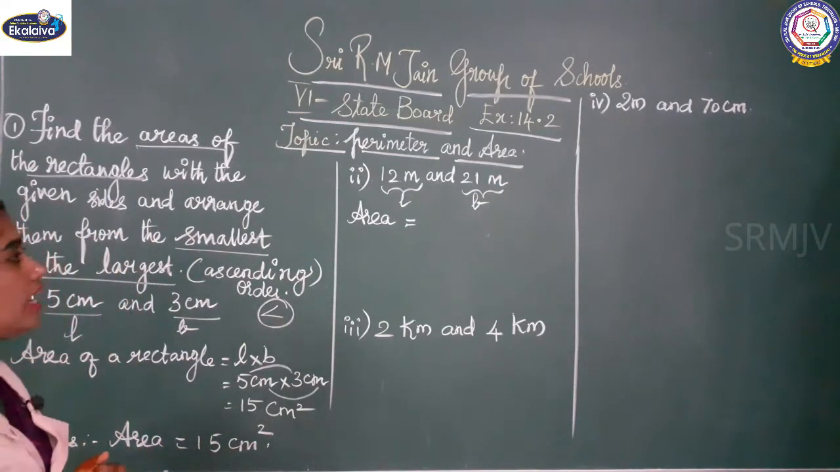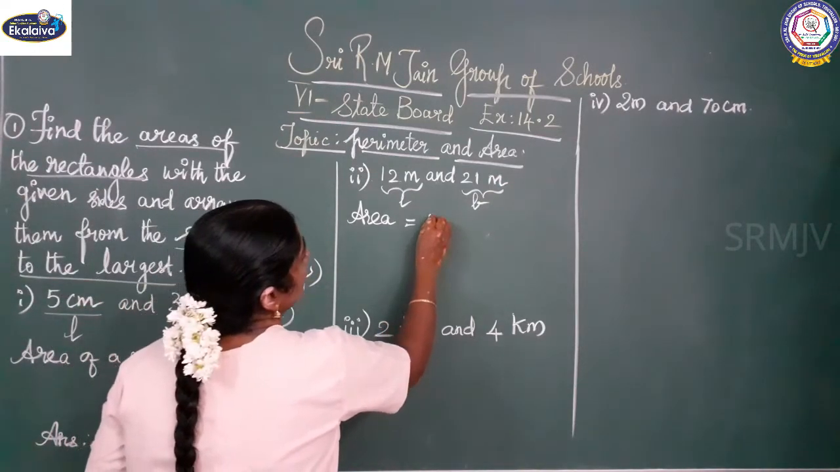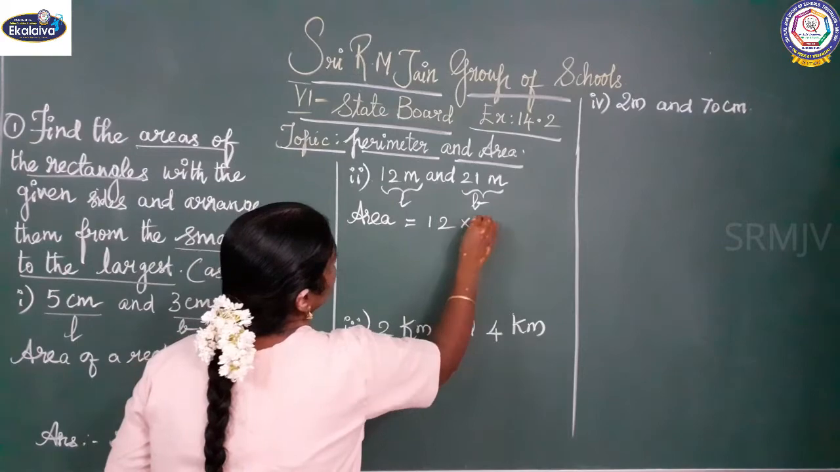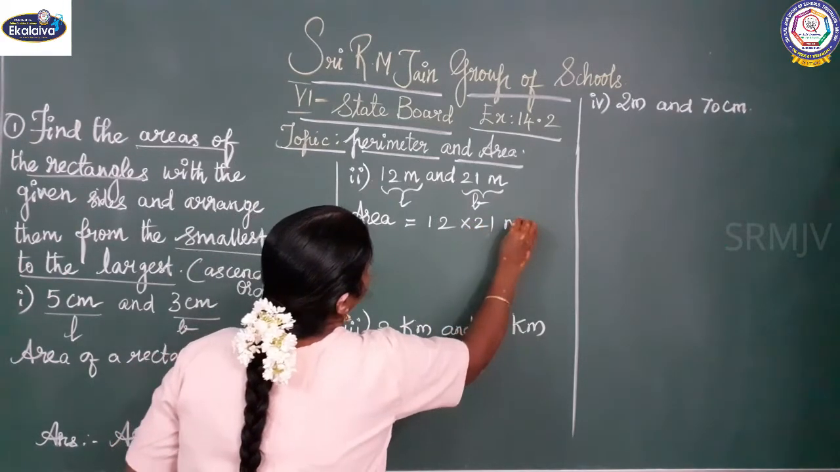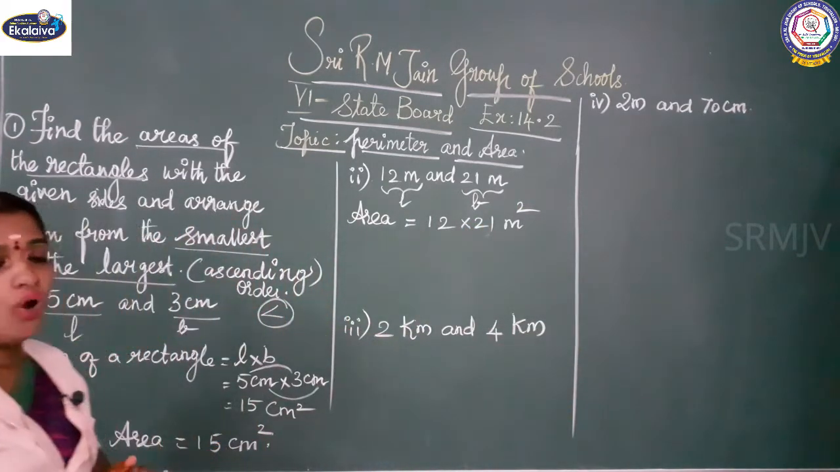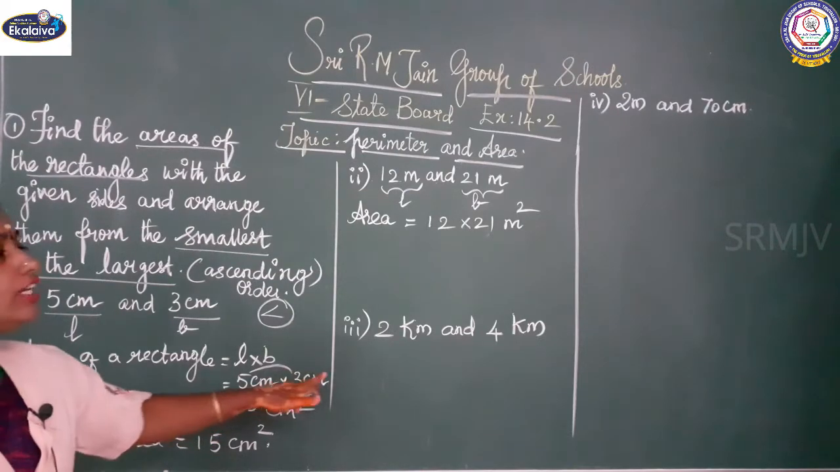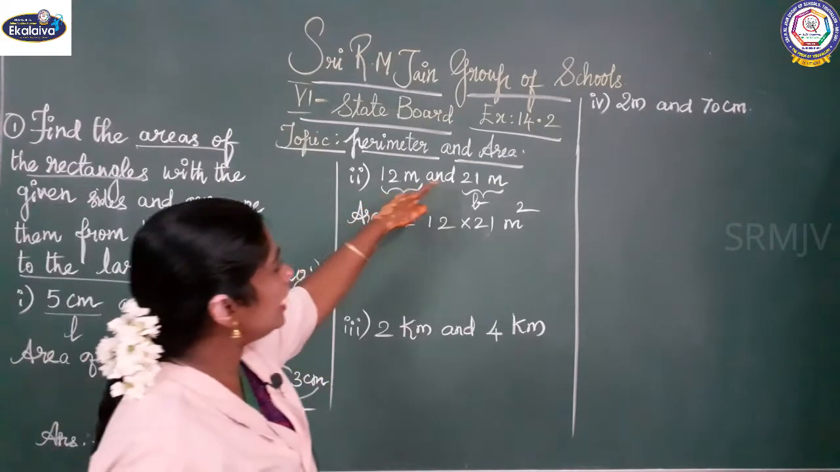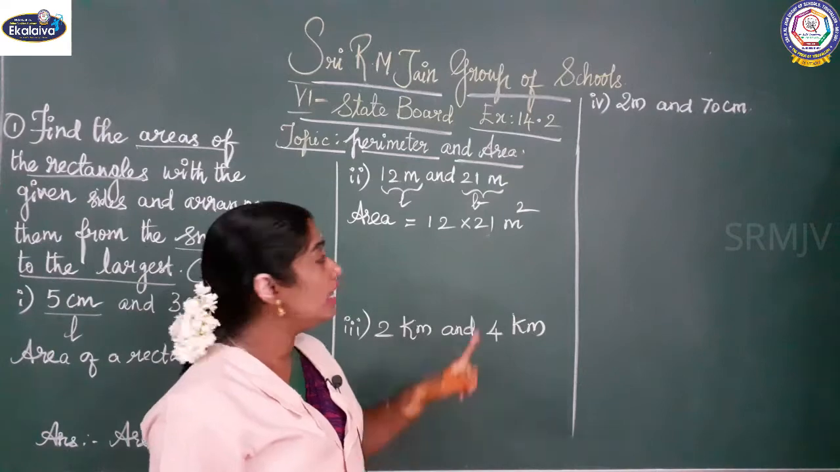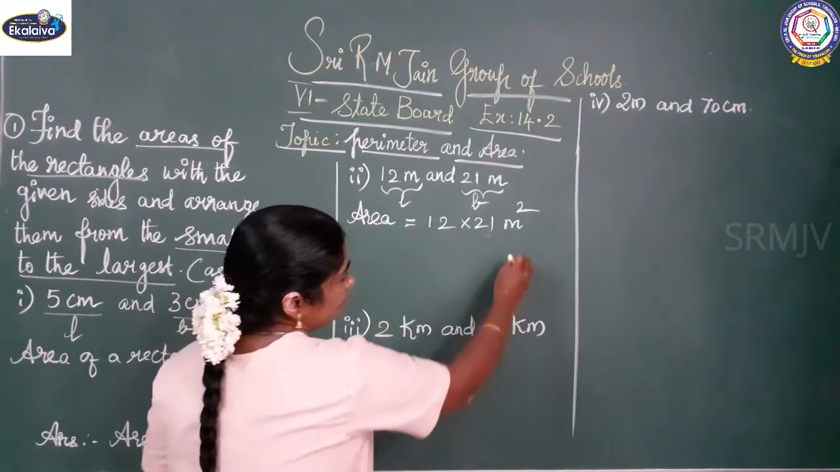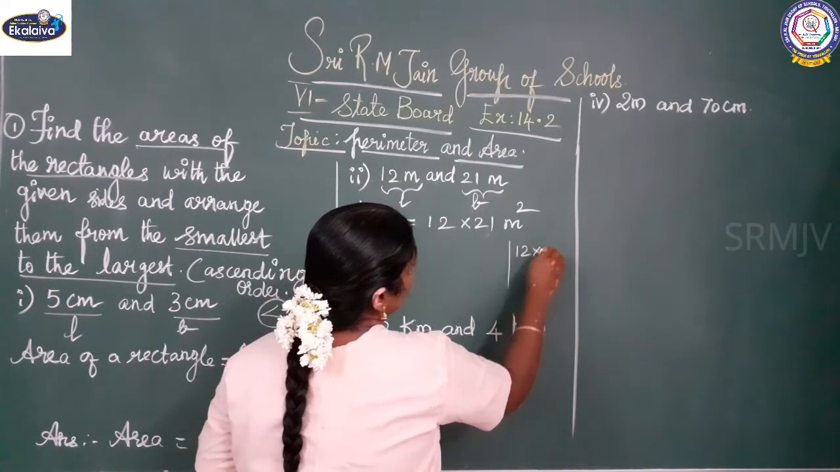Got it? Now listen, area is equal to L into B. So 12 into 21 meter square. Okay, directly I can multiply the units. Meter into meter. What is the answer? Meter square. Now do those in the rough column.